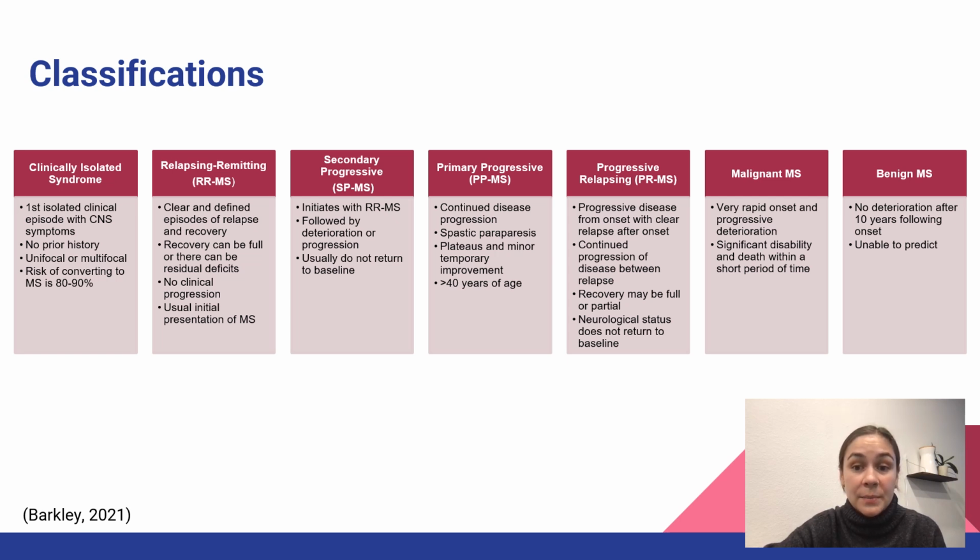For progressive relapsing MS, it is progressive disease from the onset with clear relapse after the onset. It is continued progression of disease between the relapse. Recovery may be full or partial, and neurological status does not return to baseline. For malignant MS, it is very rapid onset and progressive deterioration. It is marked by significant disability and death within a short period of time. For benign MS, there is no deterioration after 10 years following the onset, and it is unable to predict.